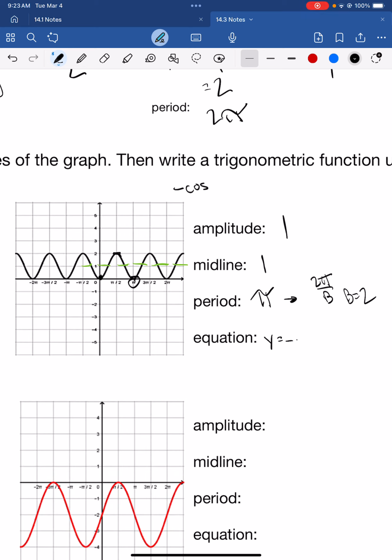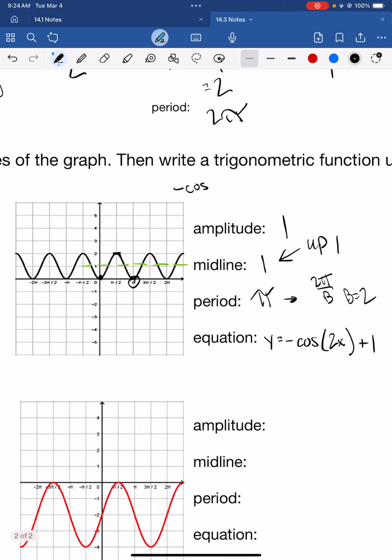So when we write this, we'll say y equals, our amplitude is 1, so I don't need to write 1. I'll say negative cosine of, and then since we said our b value has to be 2, this would be 2x, like that. And then the last thing is that since we moved our midline up 1, on the back here we would put +1. All right.